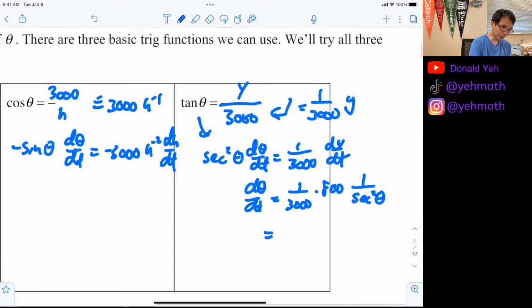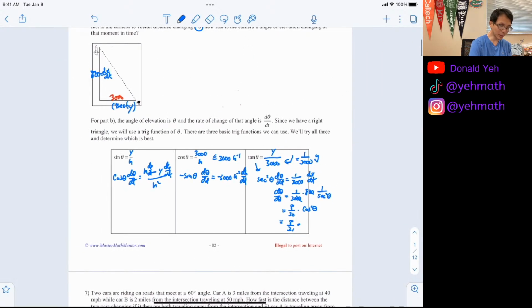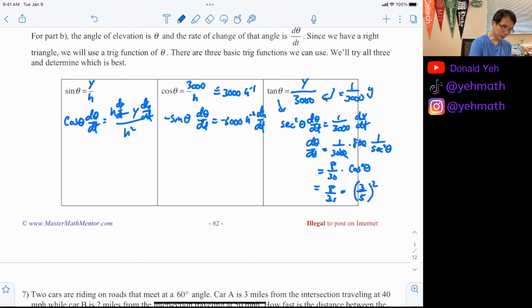dy/dt is 800. And if you divide both sides by secant squared theta, it's 1 over secant squared theta. And that's equal to 8 over 30. You can simplify the 0, guys know how to simplify fractions. And that's going to be 1 over secant squared. So that's going to be cosine squared. So cosine squared is equal to the ratio. So what is a ratio? Well, this one is x over h. So this is a 3, 4, 5 triangle. So it's going to be 3 over 5 squared. And then you just simplify the fraction.